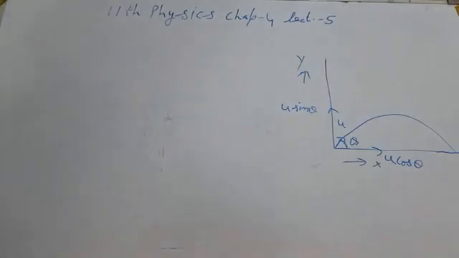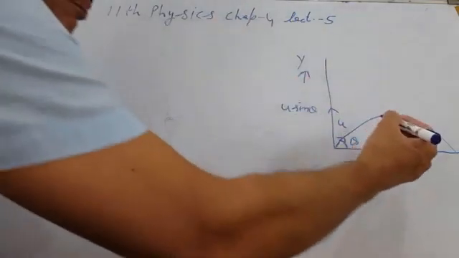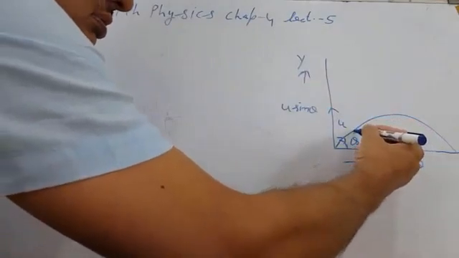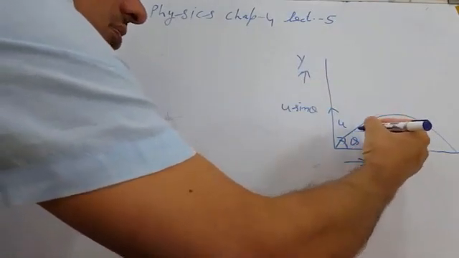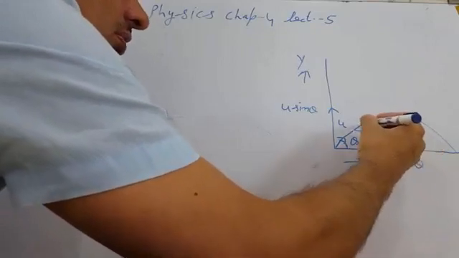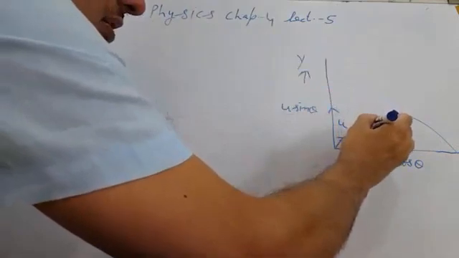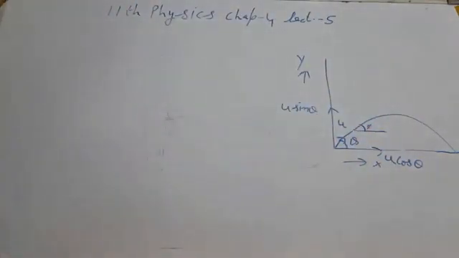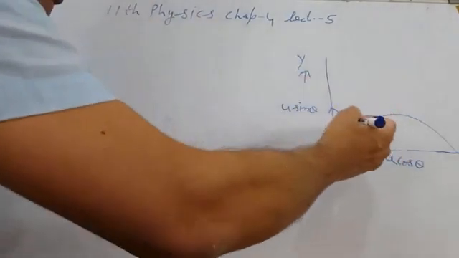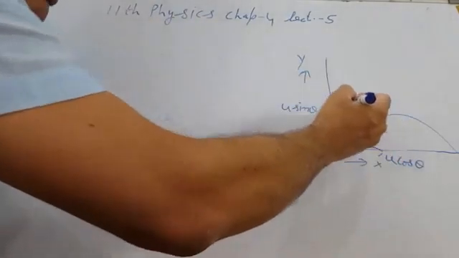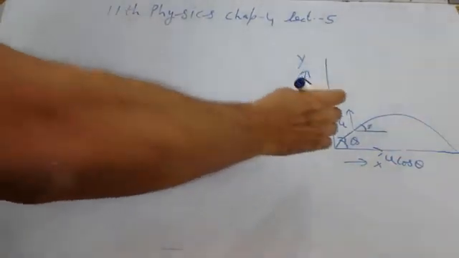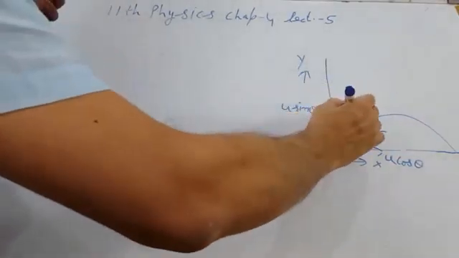Now at any time, what will be the angle between the velocity and the horizontal? We want to calculate that. Suppose at this point, this is the horizontal. What will be the magnitude of this angle? Suppose I say that angle is phi. This is the horizontal component, there will be some vertical component, and it is its resultant. I can put this vector here.